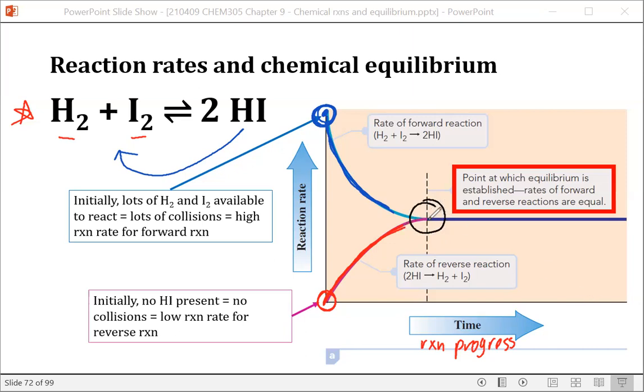And the point at which the rates of the forward and the reverse reaction are equal, that's when we say equilibrium has been established. So you can pinpoint when equilibrium is established by looking at a rate diagram, reaction rate versus time. And when the rate of the forward reaction equals the rate of the reverse reaction, when they're both at the same point, that's when equilibrium has been established. That means that every time the reactants are converted into product, at the same rate, product is converted back into reactants.